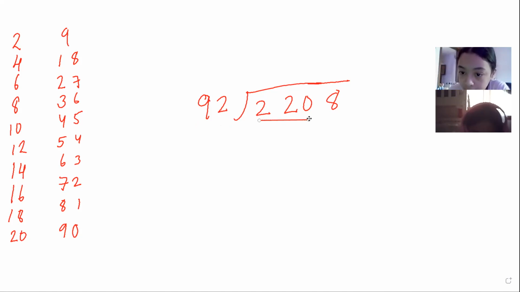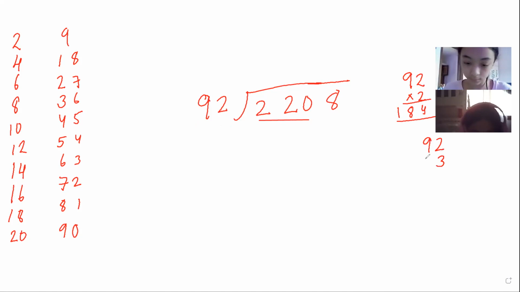Okay. Now, let me check. Let me check 92 times 2. 2 times 2, 4, and 2 times 9, 18. You have 184. Let me check 92 times 3.